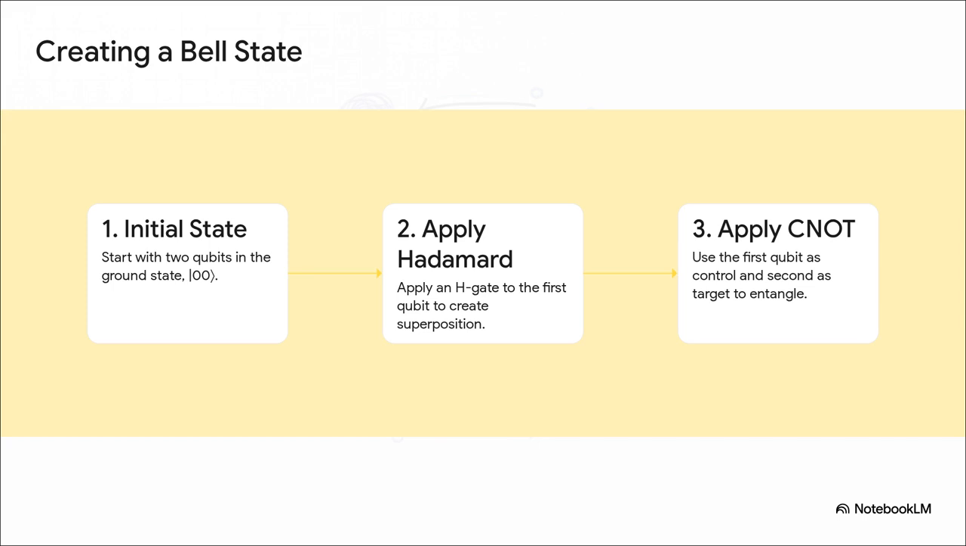Now here comes the magic. We apply a CNOT gate, using that superposed qubit as the control. The part of the superposition where the control is 1 flips the target qubit, and the result is the Bell state, a perfect superposition of either |00⟩ and |11⟩. The measurement outcomes of these 2 qubits are now perfectly and forever linked, no matter how far apart they are.